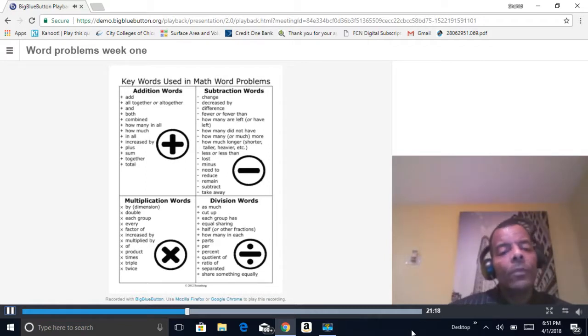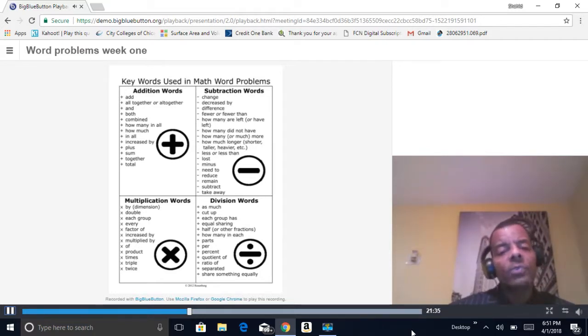Okay. So how many in all, combined, both, how much in all, these mean add. Increase by, plus, sum, together, and total. When you hear those words, they automatically mean add.